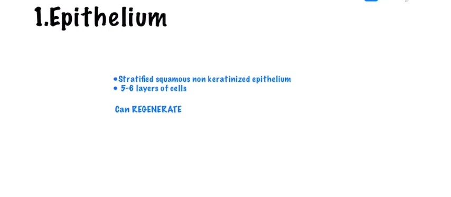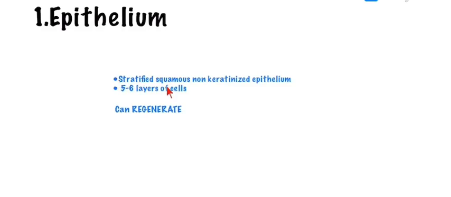So just like it's told here that it has 5 to 6 layers, before going into the next layer, which is Bowman's membrane, we have got to talk about the 5 to 6 layers of the epithelium itself, which is the first layer of the cornea.